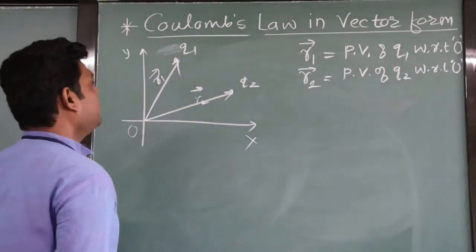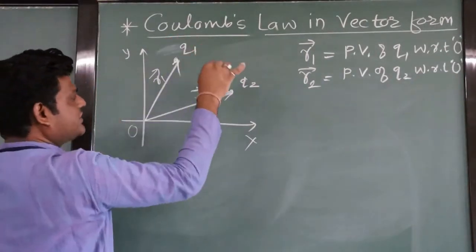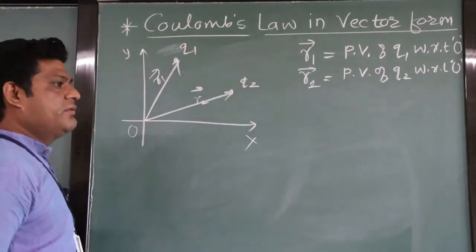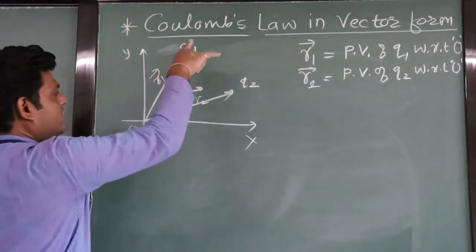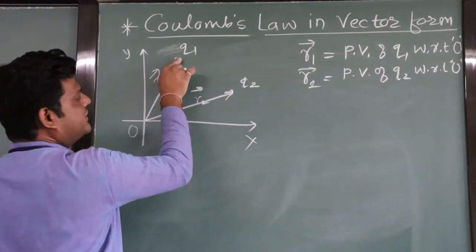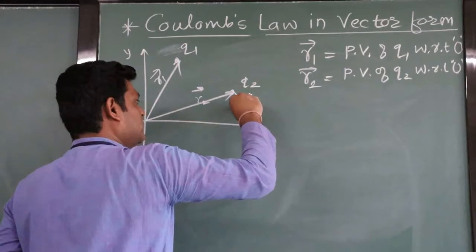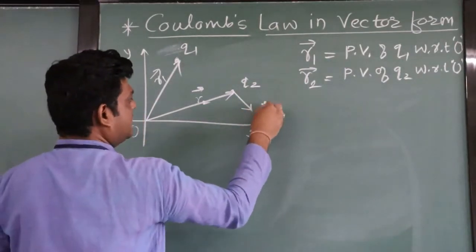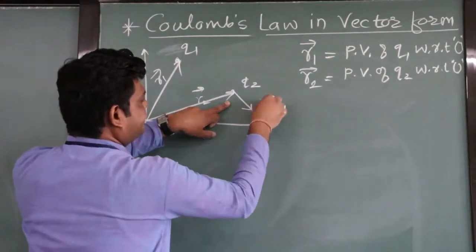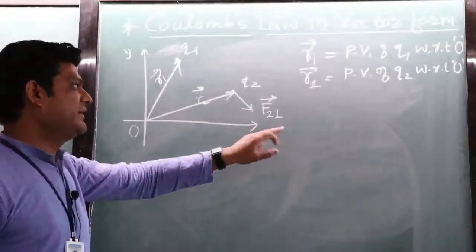Next, see what we are going to define over here. The charge q1 will exert a force on q2. Suppose both the charges are of the same kind, q1 is positive and q2 is also positive. Then we can say that q1 will exert a force on q2, and that will be directed like this. This is the force acting on 2 due to 1, right?